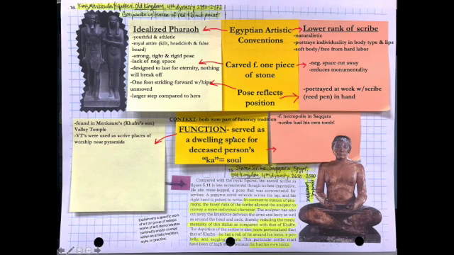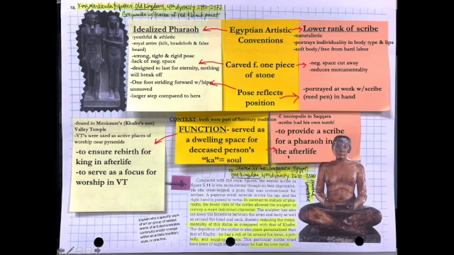All right, function. Both of these funerary sculptures served as a dwelling space for the deceased person's ka. And the ka would refer to their soul. So the function, we're going to talk about King Mankaura and Queen. Having this sort of a sculpture would ensure the rebirth for the king in the afterlife. And since it was at the Valley Temple, it also served as a focus for worship in the Valley Temple. When people were to go there, it would give them something to look at, to worship the king. And then the scribe, the function was to provide a scribe for a pharaoh in the afterlife.